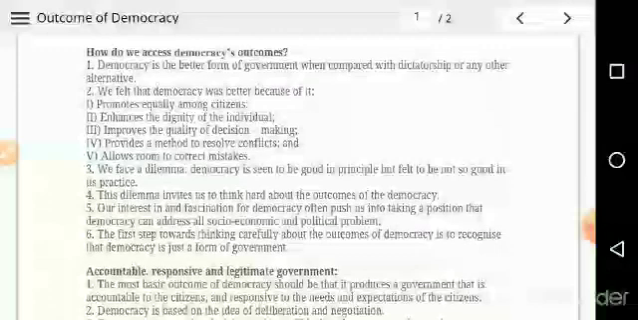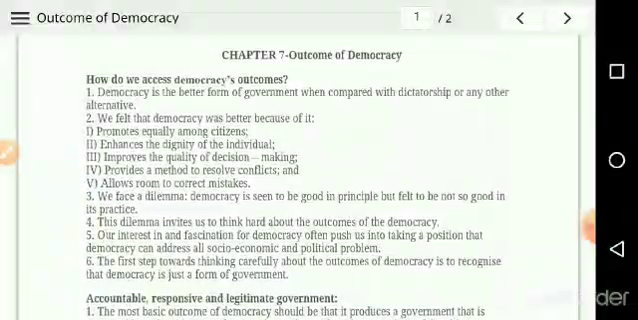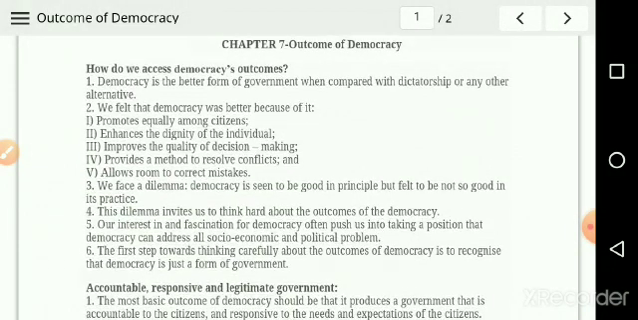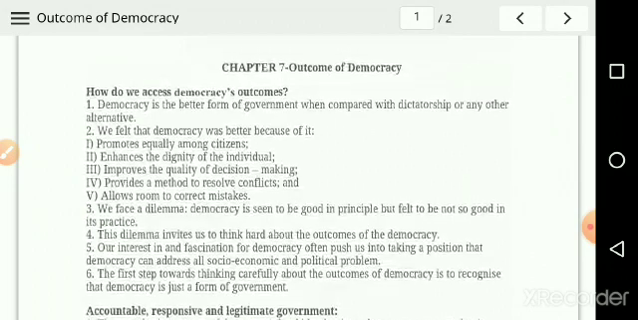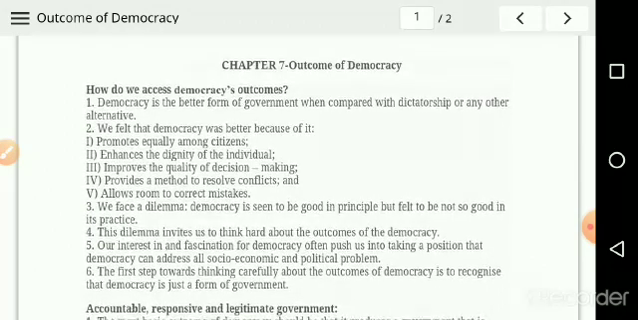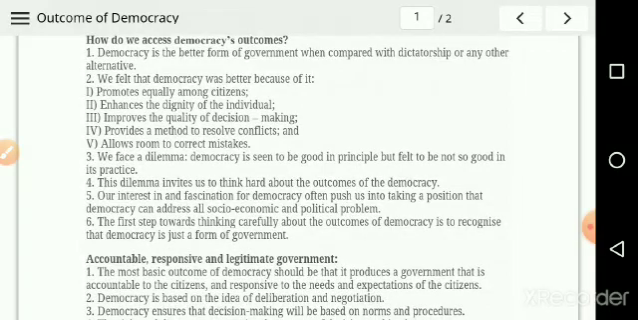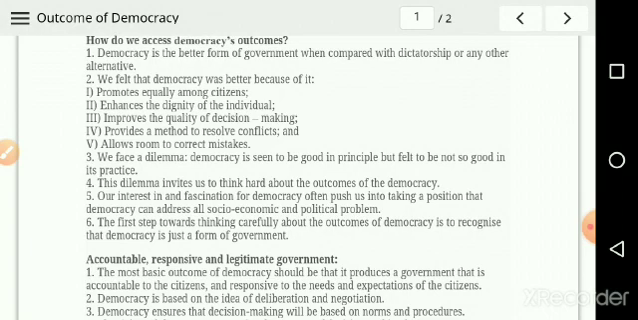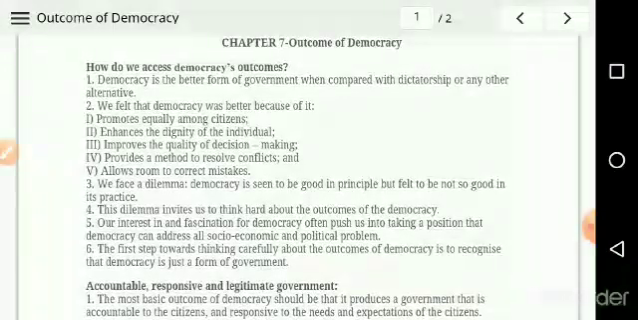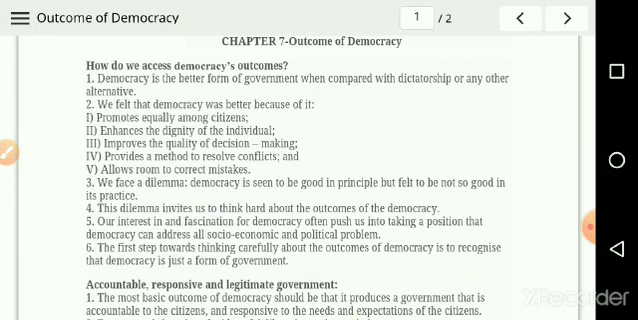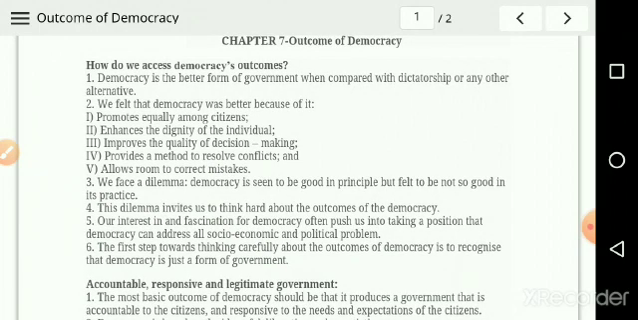So we are going to see the points. We can see six main points and some sub points. First one: democracy is a better form of government when compared with dictatorship and any other alternative. We have seen in the 9th standard and 10th standard dictatorship governments like China or Pakistan. When we compare with that, democracy is a better form of government, but it is not the best form of what we are following today.